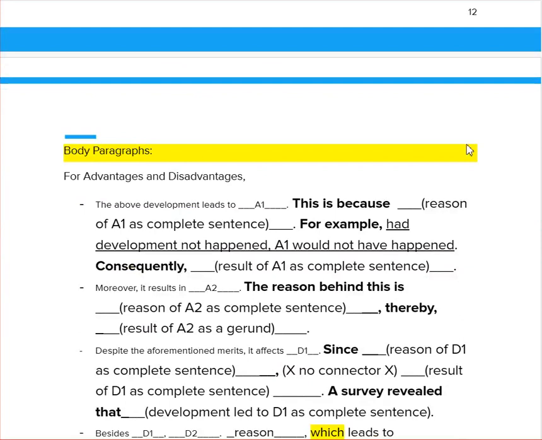Now, how to write a body paragraph for advantages and disadvantages. The above development leads to reason 1. This is because reason 1 as a complete sentence, and for example, had the development not happened, the reason would not have happened. Consequently, this result of A1 as a complete sentence. Second, moreover, it results in A2. The reason behind this is the reason of A2 as a complete sentence, thereby the result of advantages as a gerund.